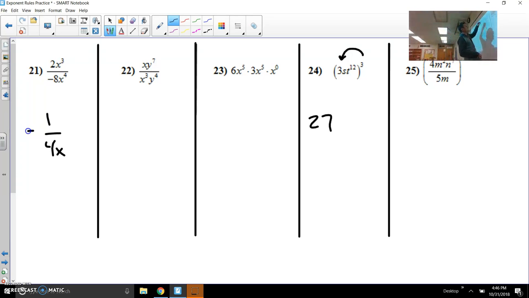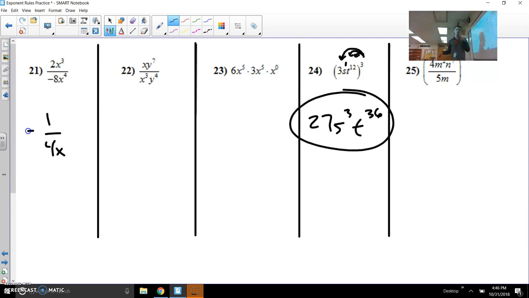Now, another thing that students mess up is they think that S and T are both to the 12th power. Technically, that's not true. S is to the first, and when I apply that, it's multiplication, so that gives me S to the third. Now, T is to the 12th power, and when I apply it, 12 times 3 is 36. So a few things they miss. They miss the 27 part. They also miss this S to the third part. They usually get T to the 36 correct, but those other two parts is where I see a lot of mistakes. So let's talk about 25 next.